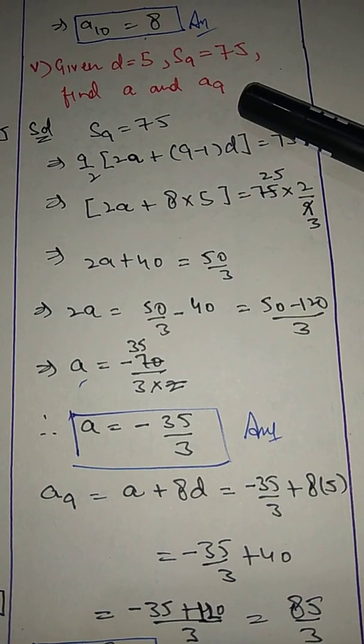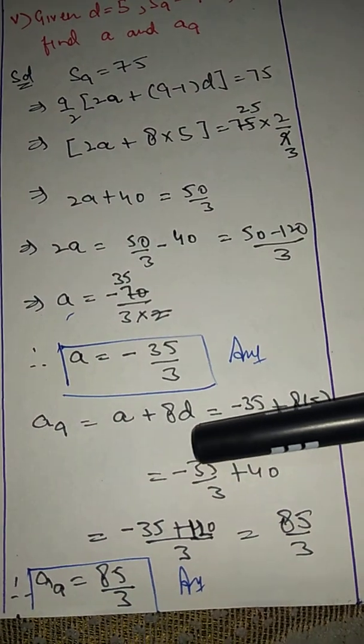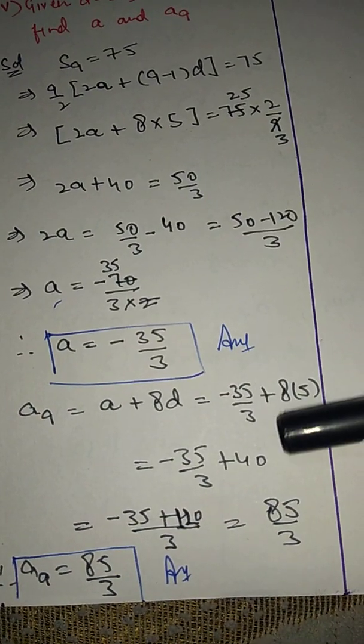We have to find then the value of a9. So a9 is a plus 8d, that is minus 35 upon 3 plus 8 into d.